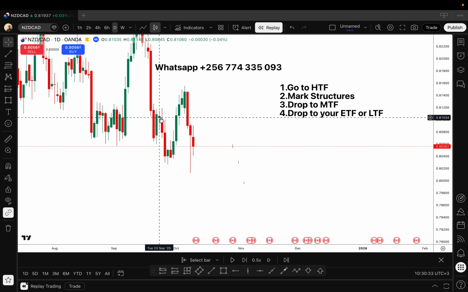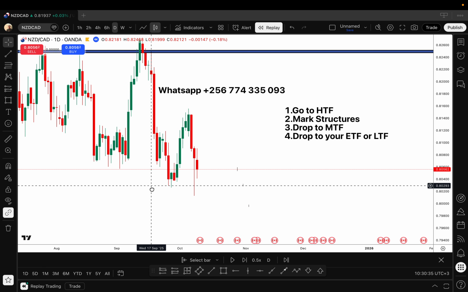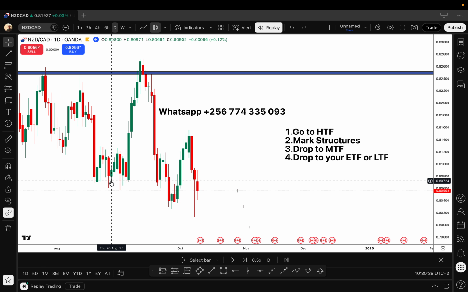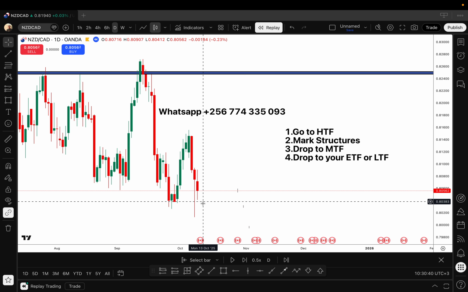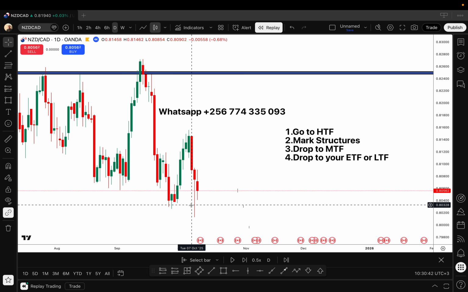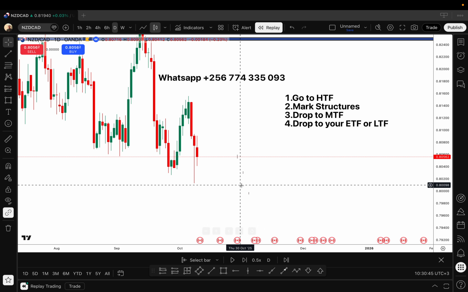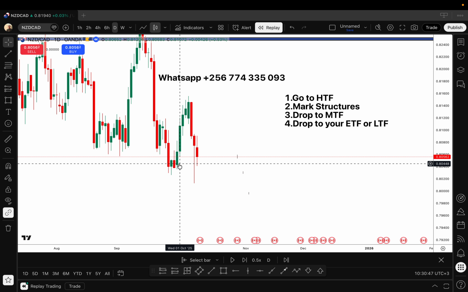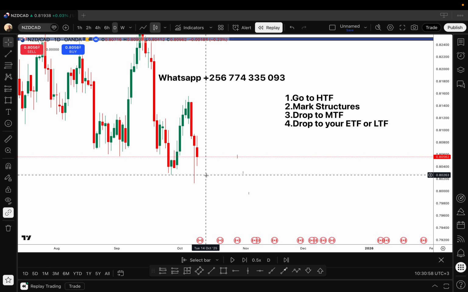Now, when I come to the daily, I can see that this is a downtrend. We have a lower low, a lower high, a lower low, a lower high, a lower low. This is like an equal low, but it is not yet complete. So it is a downtrend. So the ideal thing that I should be doing is looking for sells, not buys. So I'm just going to be waiting for price to give me a sell setup. But how? I'm going to mark my structures on the daily, and then wait for price to get there such that I can proceed to the next course of action.